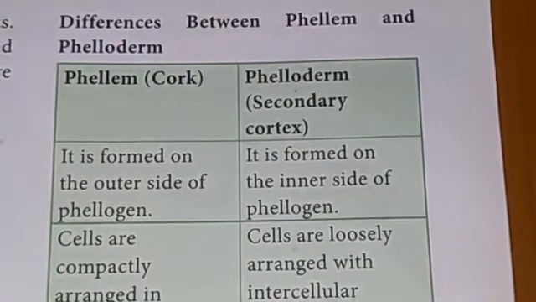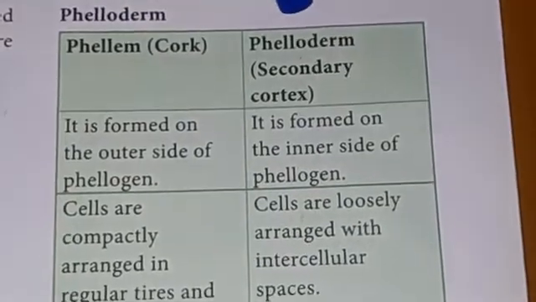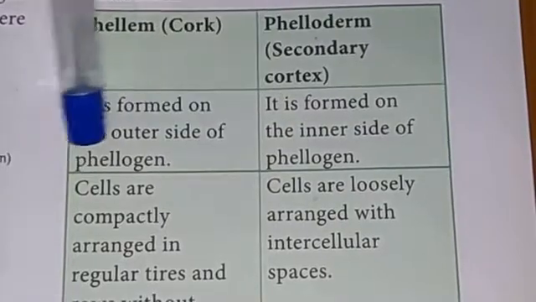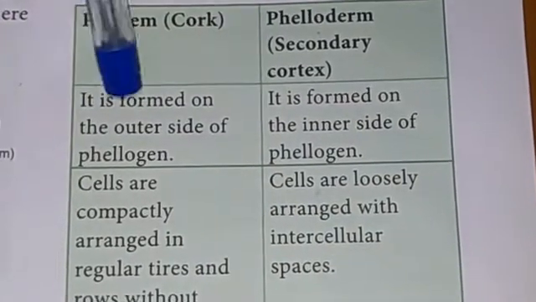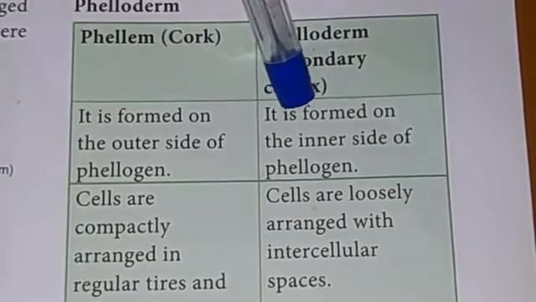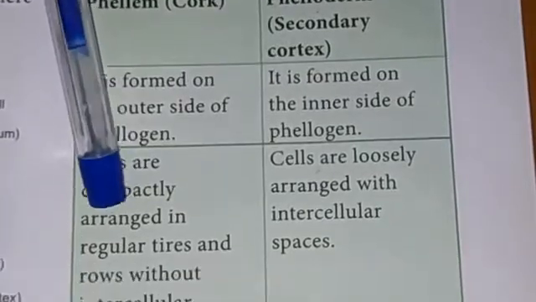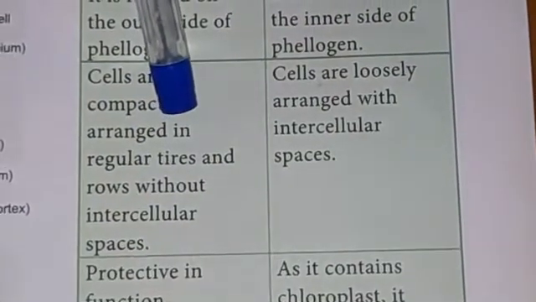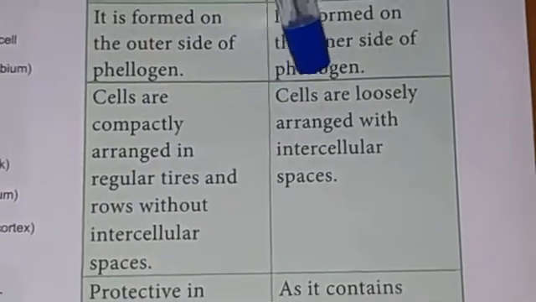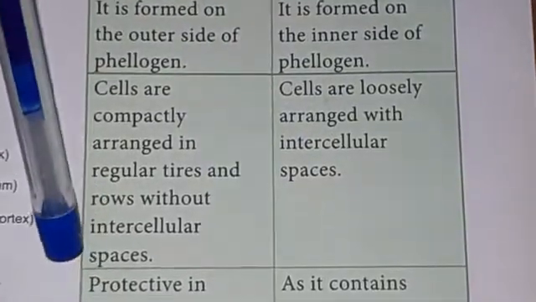Next, difference between phellem and phelloderm. Phellem is also called cork. Phelloderm or secondary cortex is found on the inner side of the phellogen, whereas phellem is found on the outer side. The cells are compactly arranged in regular tiers and rows without intercellular spaces in phellem. The cells are loosely arranged with intercellular spaces in phelloderm.